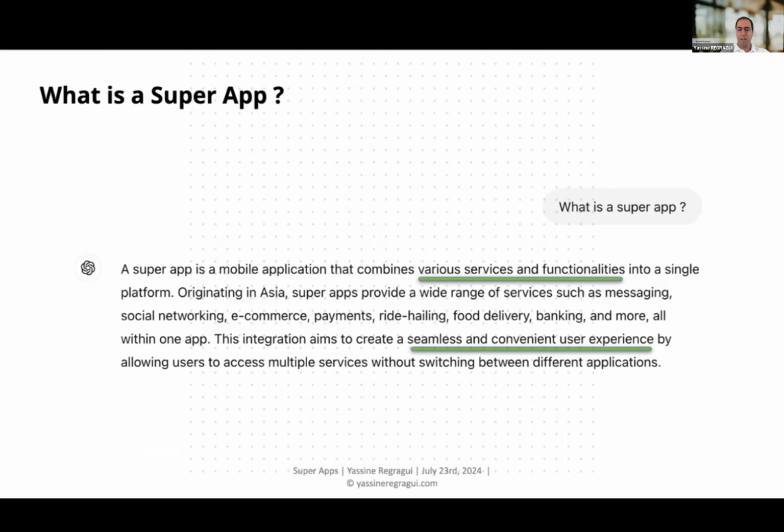It started in Asia, and more specifically in China. It started in 2012 with WeChat. And I will detail WeChat a bit more, but you should know that super apps in general include a lot of different services. Of course, there are financial services, fintech services, but also e-commerce, car ride hailing, food services, banking, etc. And they were created really to offer a seamless, unique user experience for their users, whether they are merchants or users like you and me.